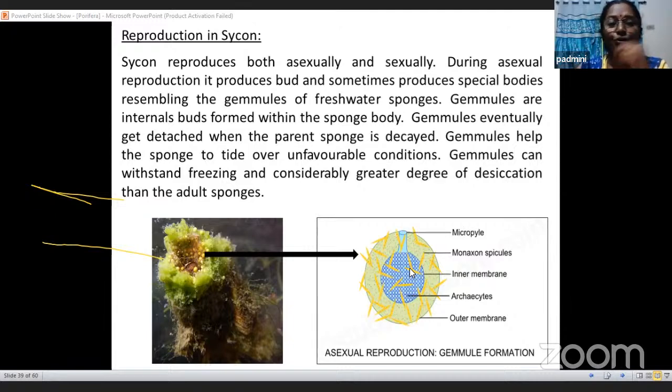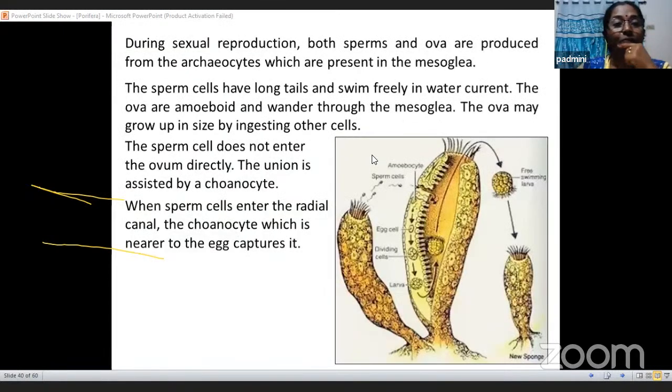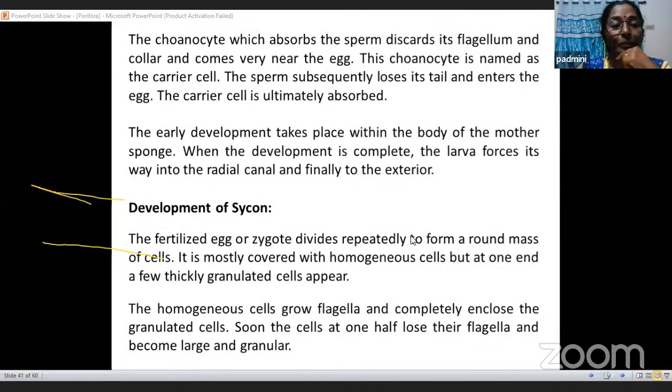So if they ask you to write a short answer, describe the gemmule type of reproduction, then you're going to talk about this type of reproduction. And when does this reproduction occur? Only during unfavorable condition. Okay. And the sexual reproduction I've already told. The sperm cell does not enter the ovum directly. The union is assisted by the choanocytes, which help bring them to the egg cells, and the fusion occurs. That is sexual reproduction.